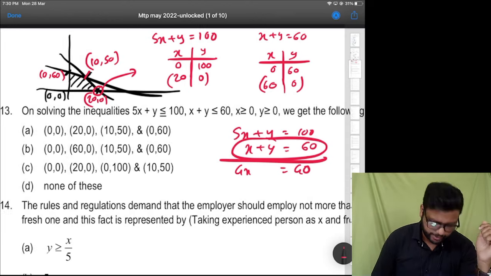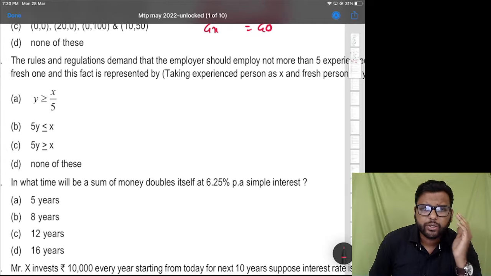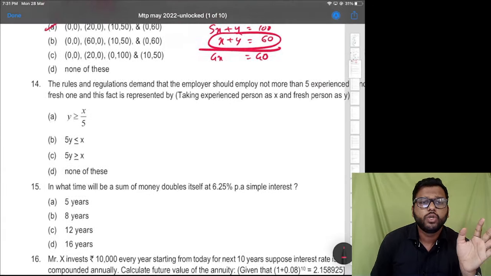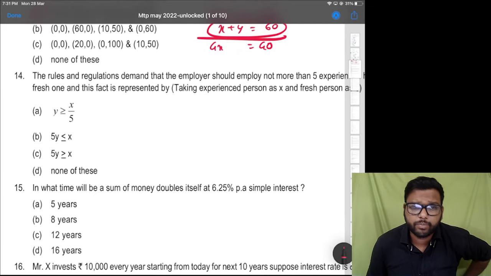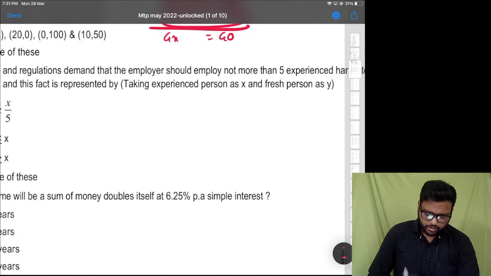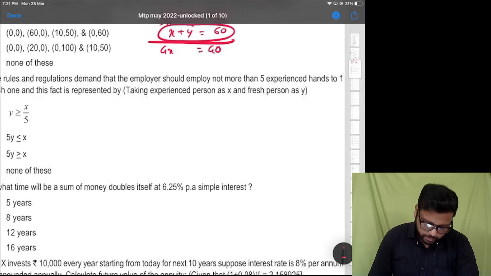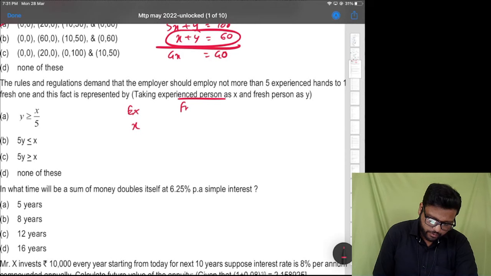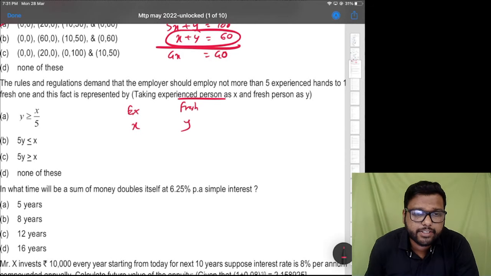Okay, fine. 14, this is from module only. Rules and regulations demand that employer should employ not more than 5 experienced hands to 1 fresh one. And this fact is represented by what? Employer should employ not more than 5 experienced hands to 1 fresh one. Understand? Experienced is X. Fresh is Y.